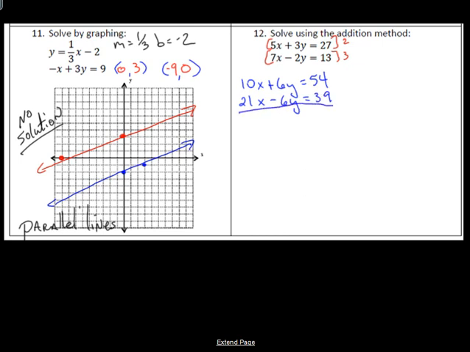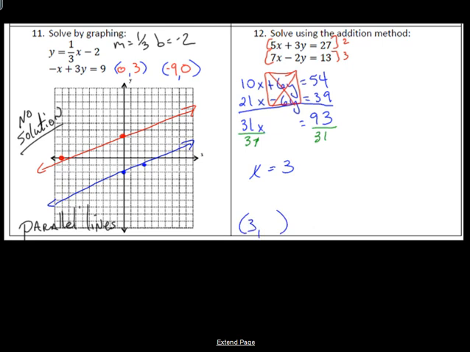I now add straight down, and in doing so, the y's have been eliminated. So that gives me 31x is equal to 93. I divide both sides by 31. And I find that x is equal to 3. Well, I've only found 50% of my solution, so I have to go back and find my y.